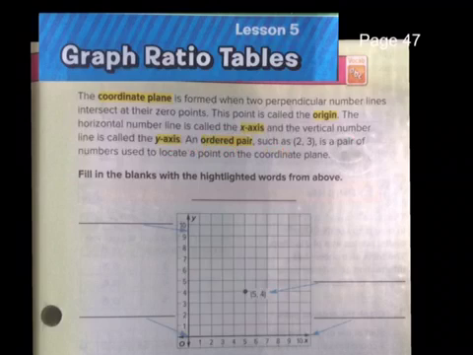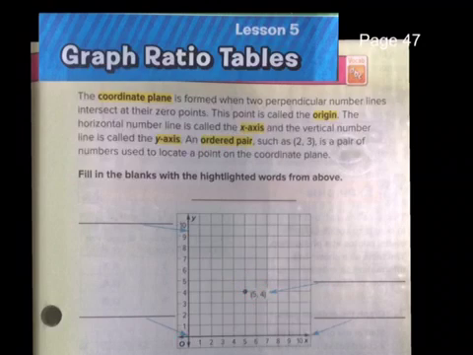An ordered pair such as 2 and 3 is a pair of numbers used to locate a point on the coordinate plane. Fill in the blanks with the highlighted words from above. So we want to know what this is, what this is, what these are, and what this is. Alright, so we know that this is pointing at the y-axis. Right here we're pointing at the 0, so we know we have the origin. Over here we're pointing at the numbers and the ordered pair. The ordered pair, the coordinates. You can write the coordinates or the ordered pair.